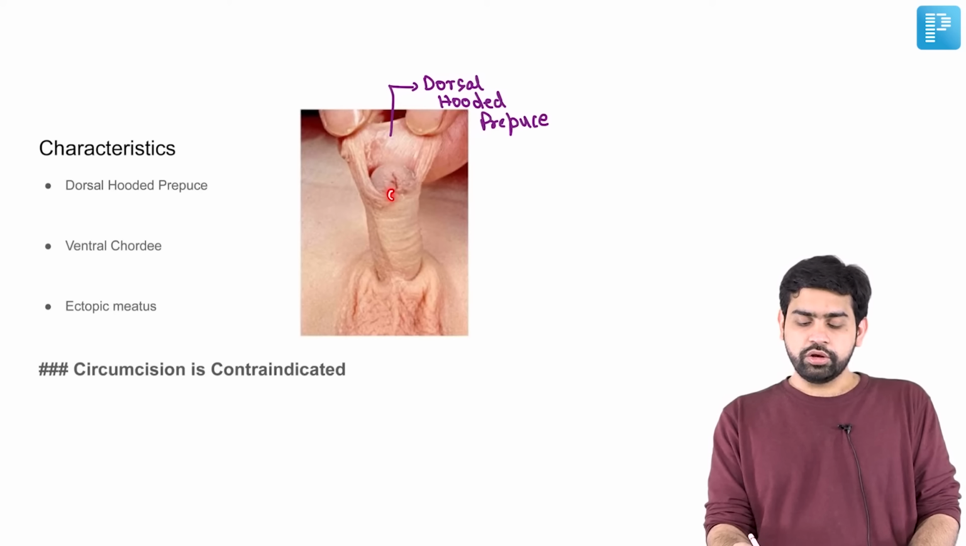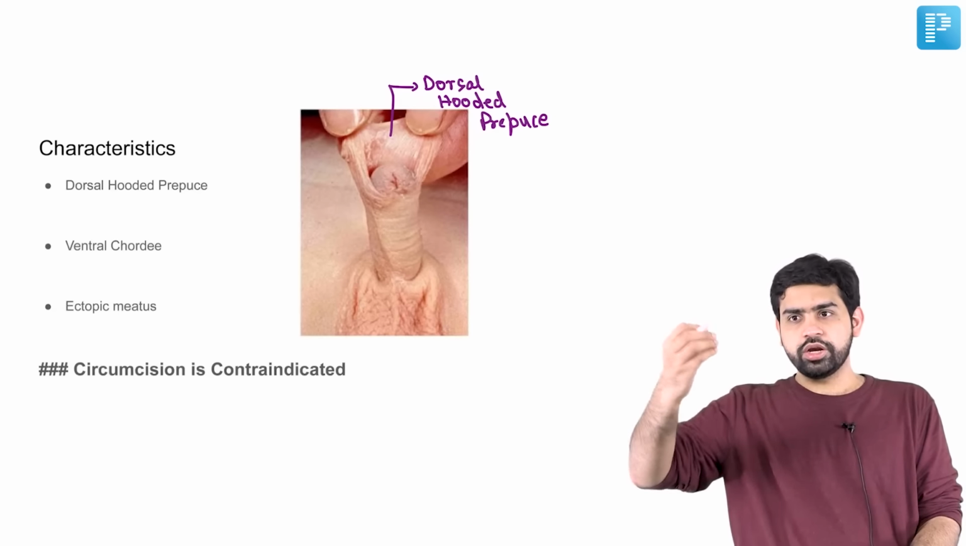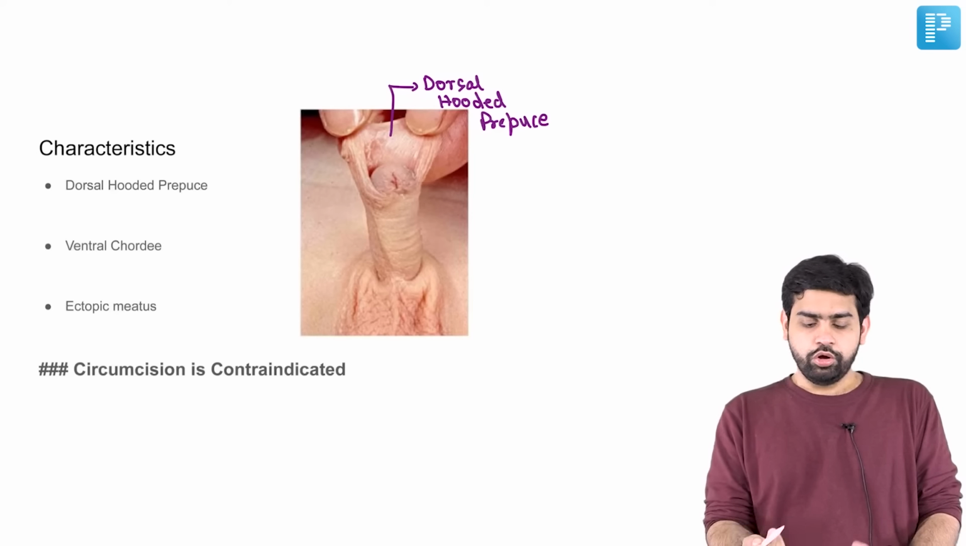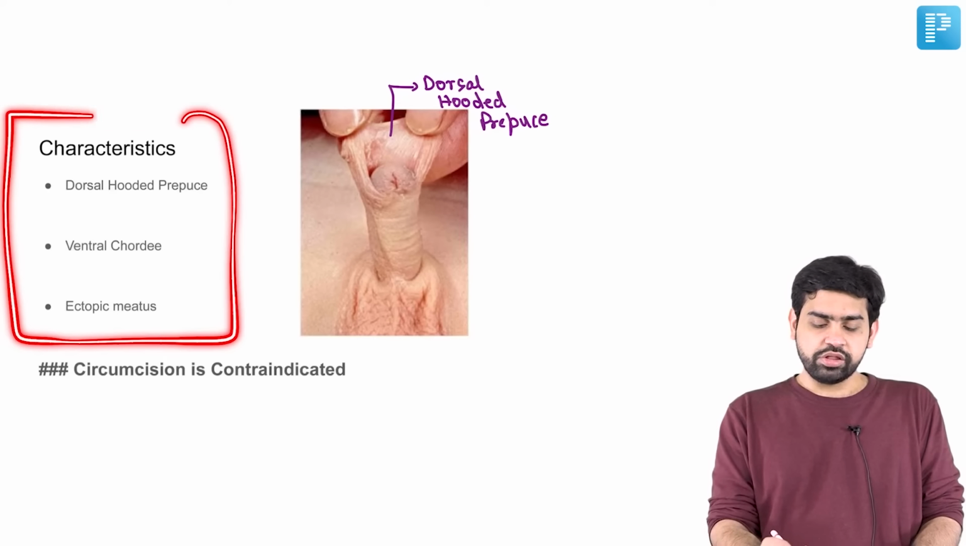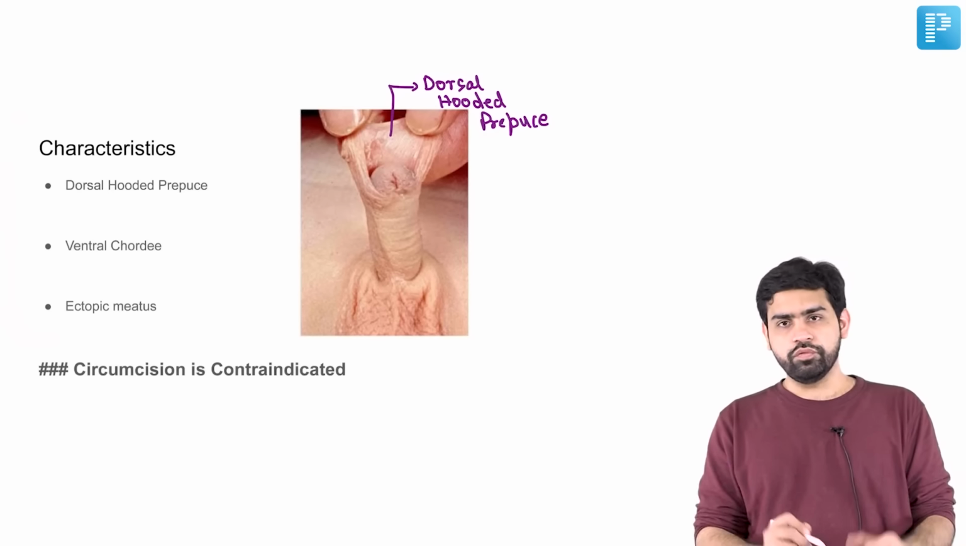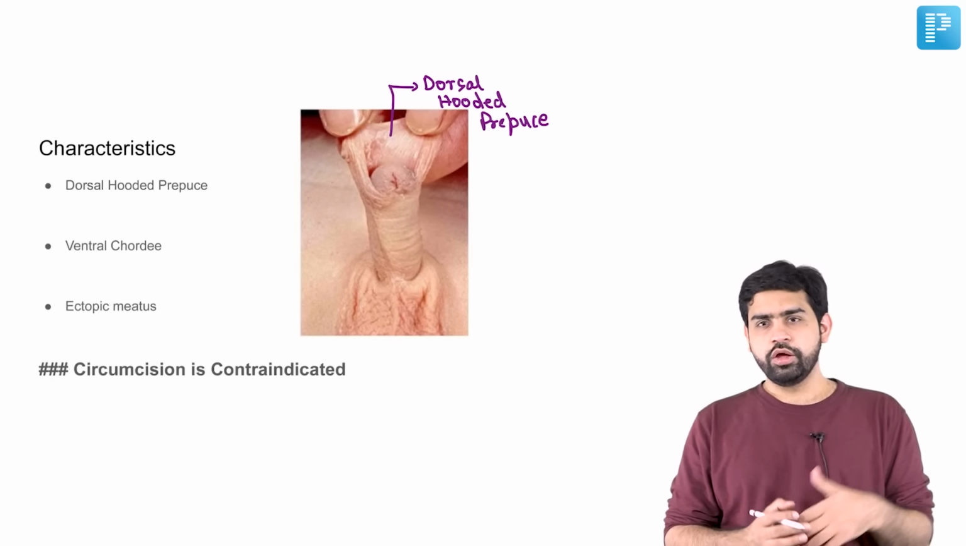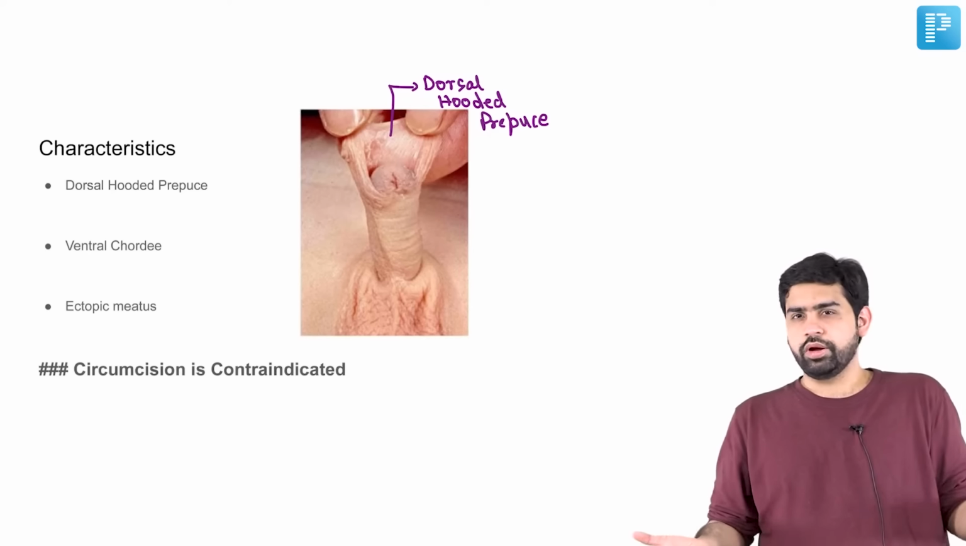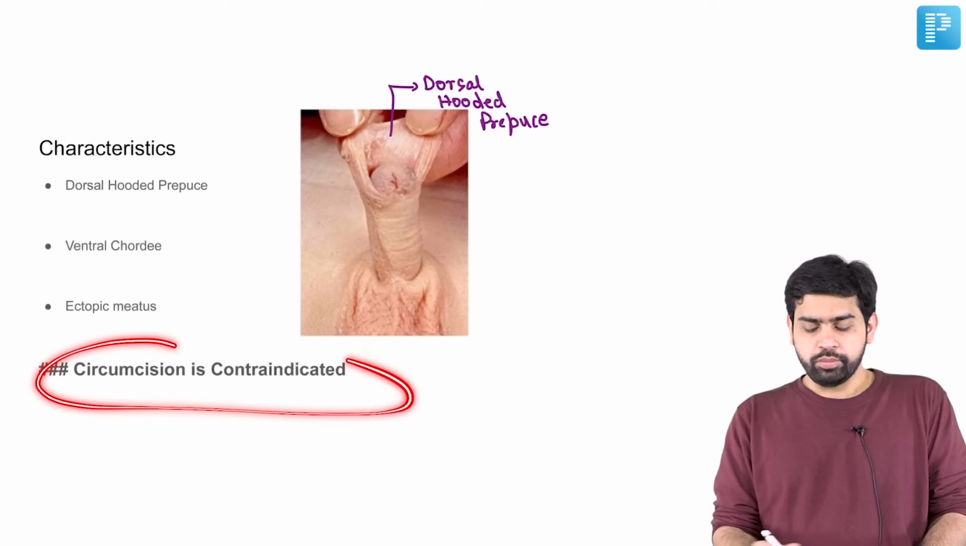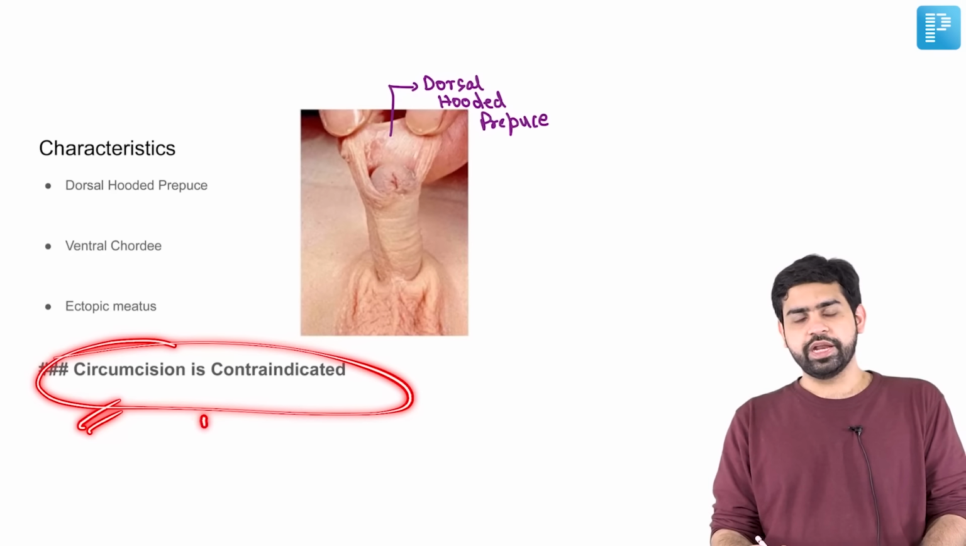So the urethral opening is not going to be at a normal position, it is going to be present at an ectopic location. Obviously, these are the 3 characteristic features which you are going to have in the patients of a hypospadias. Now, when we talk about what will you do in this, will you perform a circumcision or not? So everybody knows we will not perform a circumcision. Circumcision is kind of contraindicated over here.